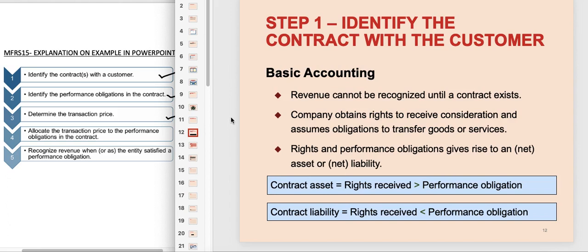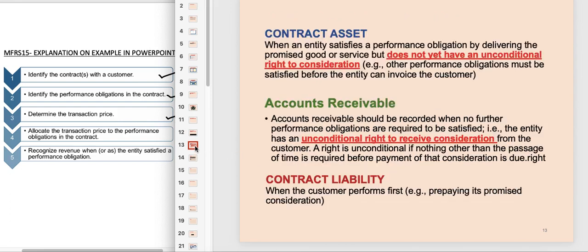So this is further explaining about the contract. The company obtains rights to receive consideration. When you talk about rights, the company obtains the right when you deliver the goods to the customer. The company has the right to receive payment, and the customer has the right to use and benefit from the goods that they receive from the business. And this right and performance obligation give rise to an asset or net liability, in which it gives rise to the contract asset and contract liability. To be continued.